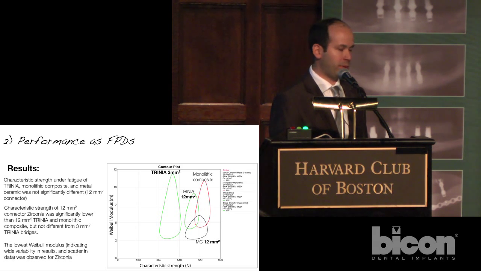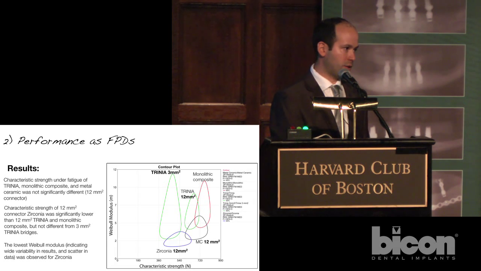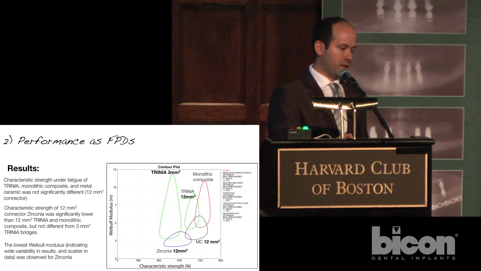But when we put zirconia in the chart, it is not significantly different from Trinia in that tiny connector, and also not different in terms of strength from metal ceramic. But what is important to see here is that zirconia is down on the graph because it presents a low Weibull modulus, which indicates a wide variability in results and scattering of data.